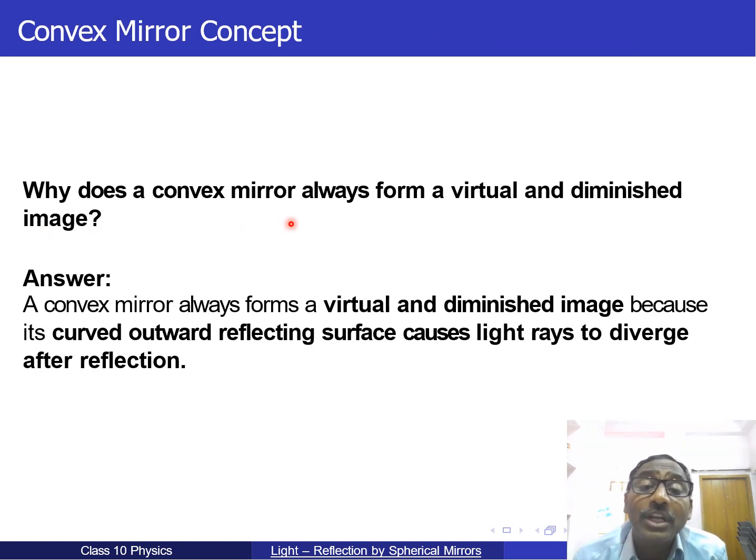Why does a convex mirror always form a virtual and a diminished image? Coming to the answer, a convex mirror always forms a virtual and a diminished image because it has a curved outward reflecting surface. A curved outward reflecting surface causes light rays to diverge after reflection. Diverge means going away from the principal axis.